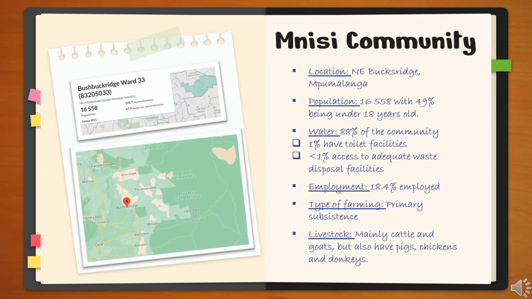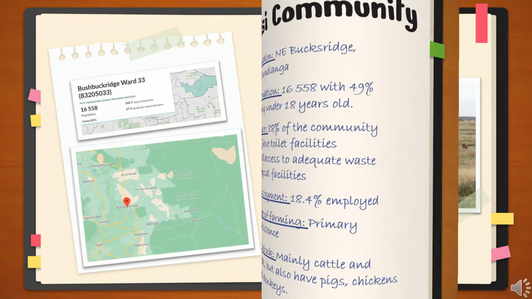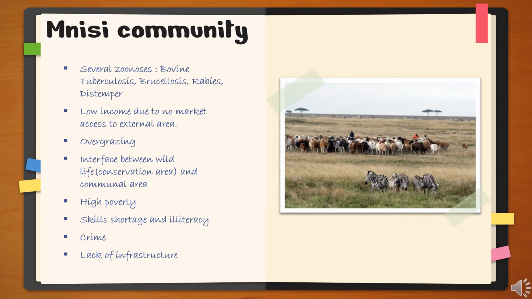The Nisi community is located in Mpumalanga, with the majority of members being under 18 years old. The challenges they are facing include lack of water access and a high unemployment rate with heavy reliance on livestock farming. Several zoonoses are present due to its location being interfaced between the wildlife and communal area, which led to low income because of no market access to outside areas. Lack of education further led to skills shortage, illiteracy, and overgrazing of the territory.